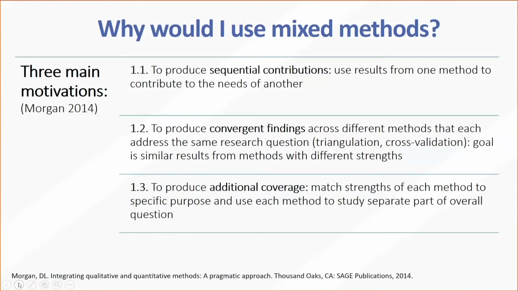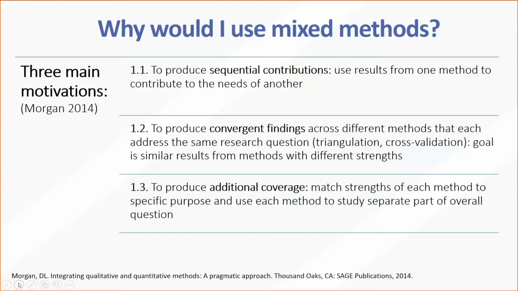We want to have a rationale. We want to have a motivation or a set of motivations for taking on this difficult but extremely rewarding work. One rationale or motivation might be to produce sequential contributions. This is where you're using the results from one method to contribute to the needs of another. You might also be interested, and this may be in the same study, in producing convergent findings across different methods.